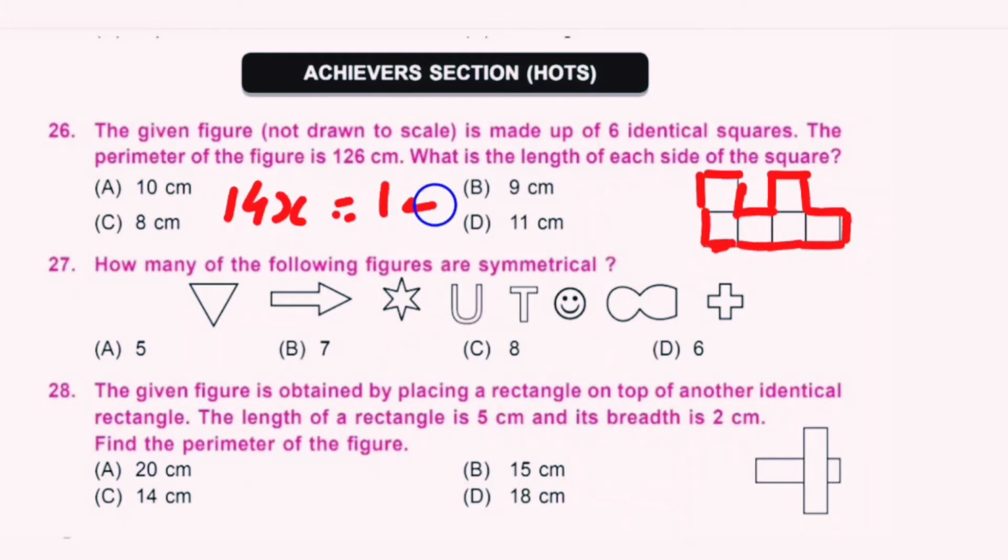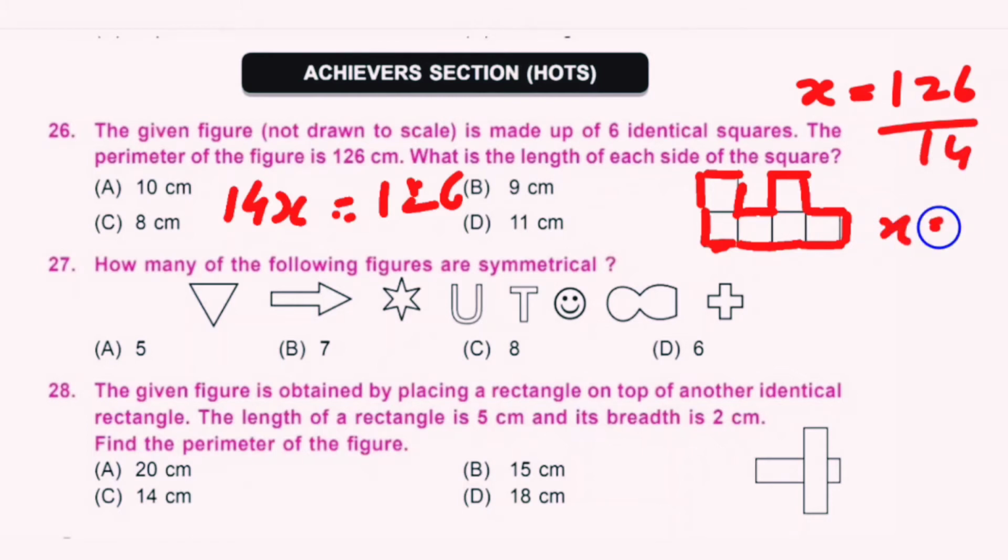Perimeter is 126. So x is equal to 126 divided by 14. X is equal to 9. 14 ones are 14, 14 nines are 126. So the length of each side is 9 cm. Here B is correct answer.